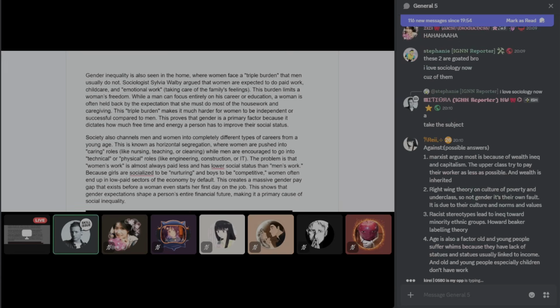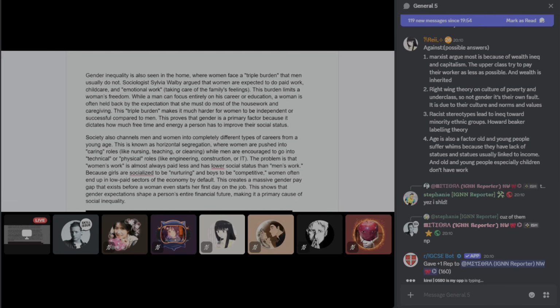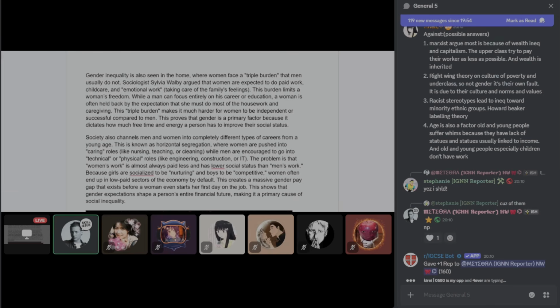Against possible answers. Let me read. Marxists argue that it is because of wealth inequality in capitalism. The upper class try to pay their workers as little as possible, and wealth is hoarded. Really good answer. Right-wing theory on culture, poverty, and underclass would not blame gender. It's their own fault; it is due to their cultures, norms and values. Underclass, great. I love to see the sociological references and terms being used.